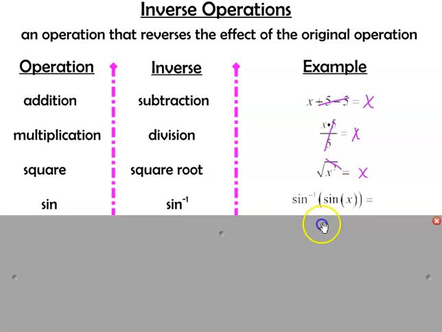So now as we move into the trig functions, for sine, the inverse operation is just the inverse of sine. It looks like an exponent of -1, but this is the notation for the inverse of sine. So when you have sine inverse of sine, those will cancel out and you're left with x.